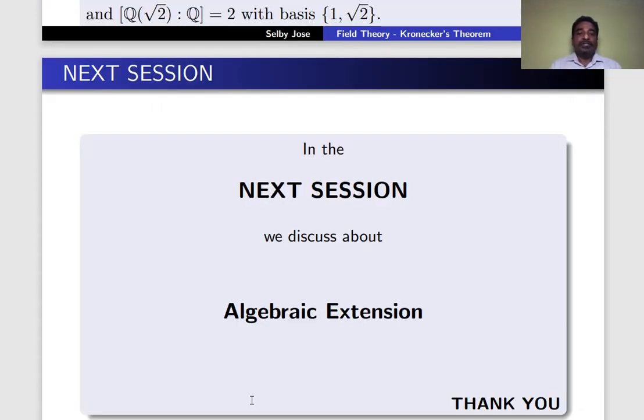In the next session, we discuss the algebraic extension.